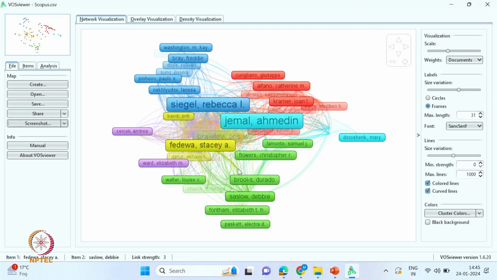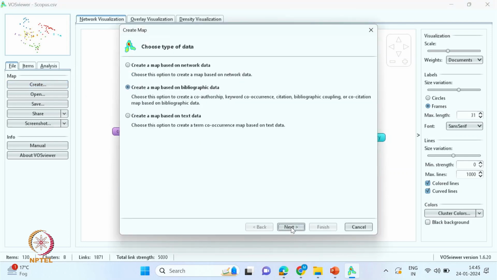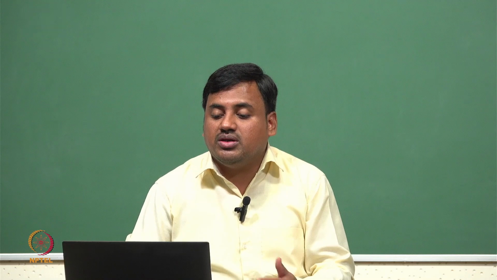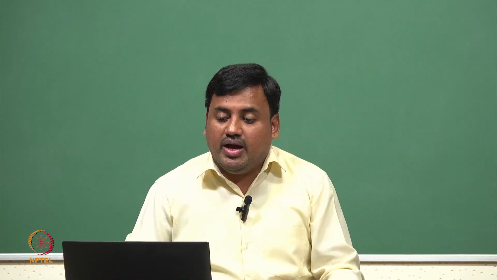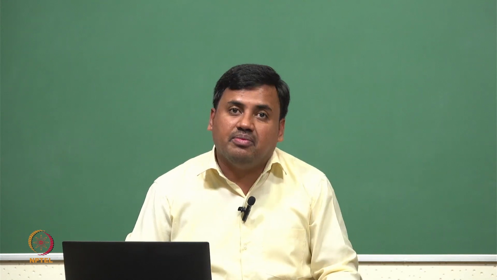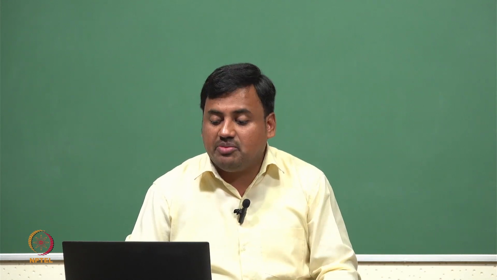Authors. Now we have created that citation network, but let's look at the bibliography coupling. How we can create the bibliography coupling using this VOSviewer. Data has already been imported. Once you have imported the data in the VOSviewer platform, you don't need to import the data every time, because you can do multiple types of analysis. You can create various types of networks.